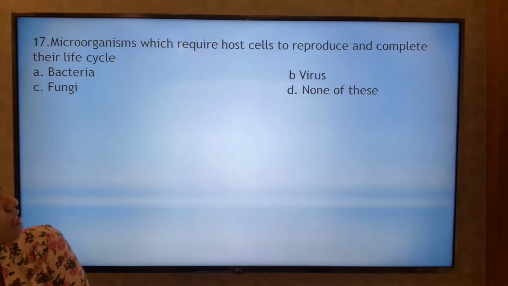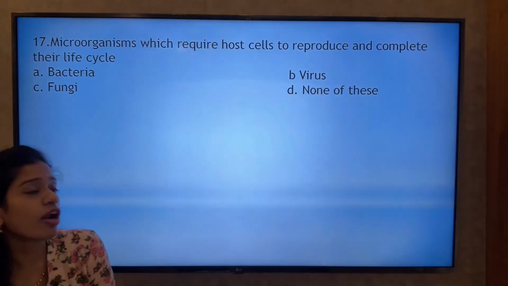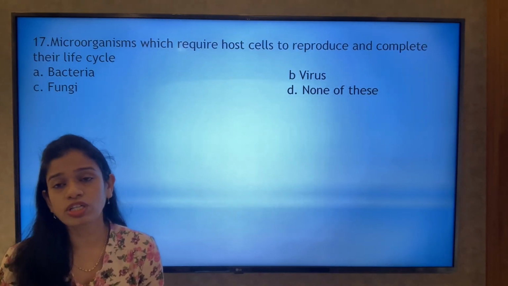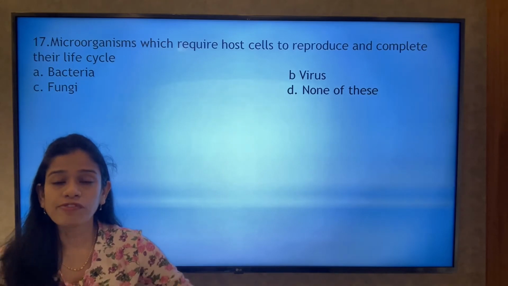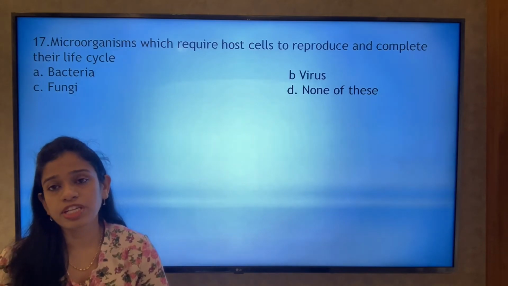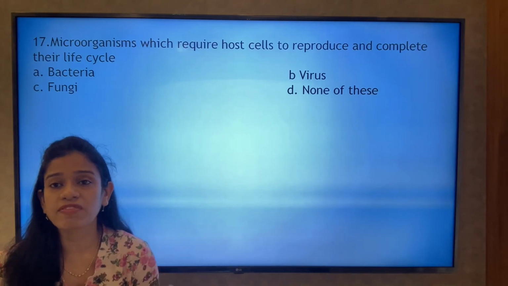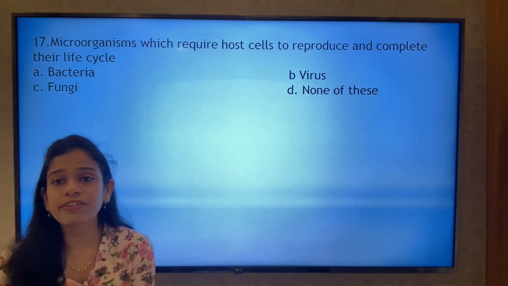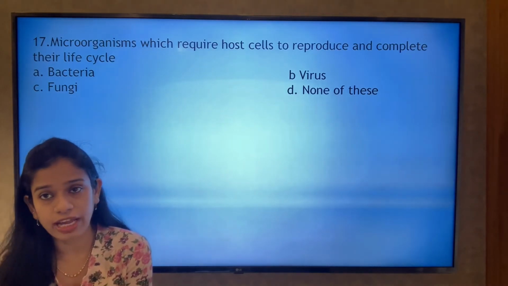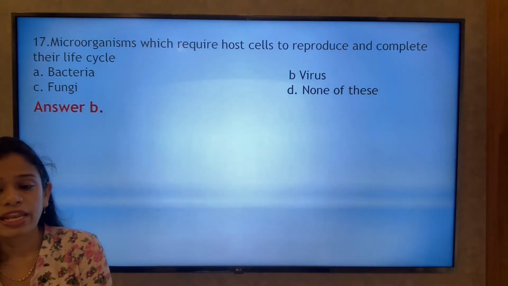Microorganisms which require host cells to reproduce and complete their life cycle: bacteria, virus, fungi, or none of these? So which of the microorganisms require a host cell in order to complete their life cycle? I told you this when I discussed the question about which microorganism is on the borderline between the living and the non-living. At that time I told you it behaves as non-living when it is outside. When it integrates itself into the host DNA or the host cell, it becomes a living organism. So option B, virus is the correct answer. Next question.